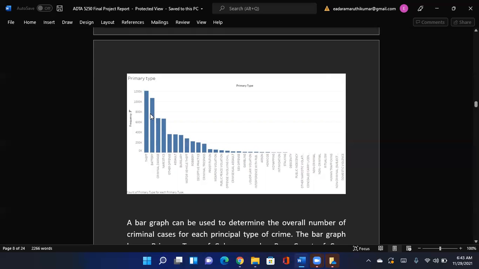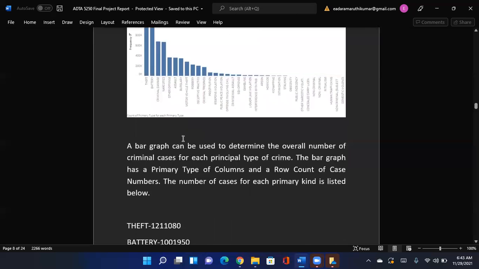For example, this is theft. Theft has the highest number of cases, and for non-criminal there is nothing like that. I'm displaying here so many different types of crimes, and as of now, how many cases there are for the different crimes. That is what I'm showing here in this bar graph.